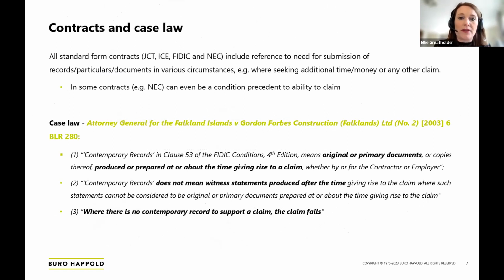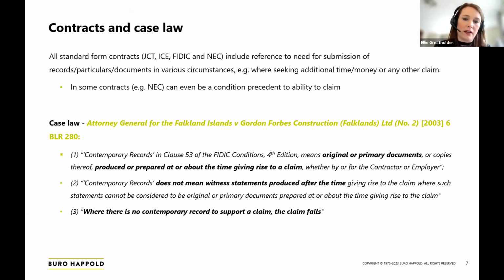I mentioned a moment ago that there are contractual requirements quite often around the maintenance of records too. So all of the standard form contracts, and I did double check this myself this week, so JCT, ICE, FIDIC and NEC contracts all include reference to the need for submission of records, or they might call them particulars or various documents in certain circumstances, and particularly as you'd expect where a party is seeking additional time or money or putting forward any other claim. And I guess historically it was less common to see condition precedent requirements in contracts, but again, I'm sure we've all seen that it's becoming increasingly common.